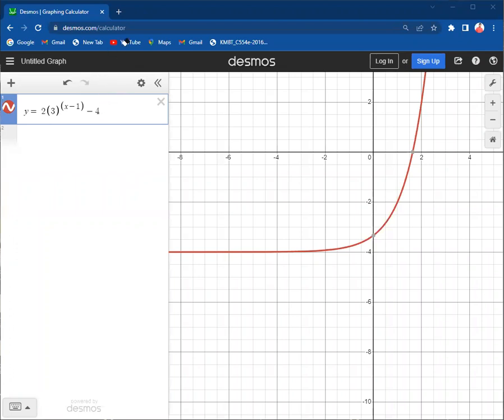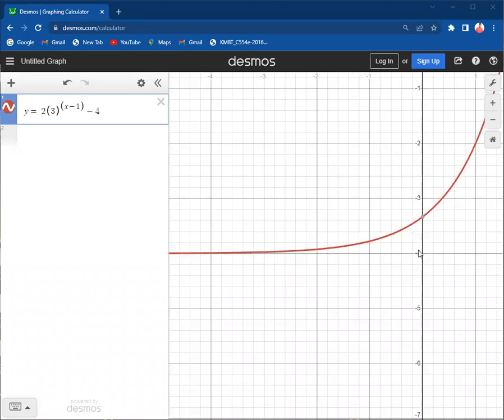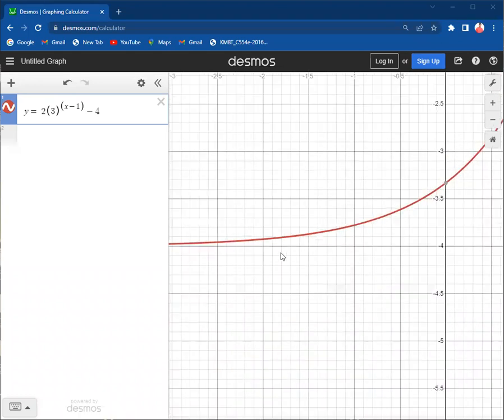In this case, Q is what? It's -4. Do you see it? Your Q is -4 there. Now, if you check on the graph, -4 is here, and it's your asymptote.